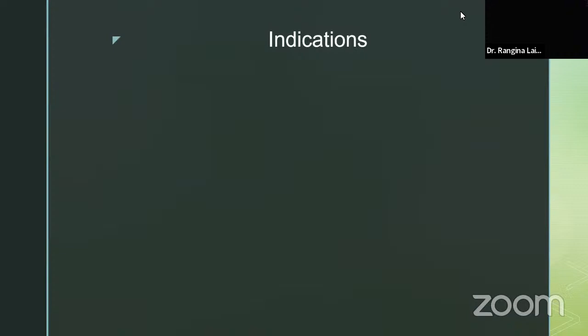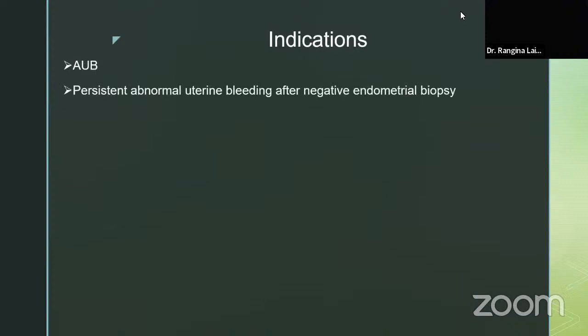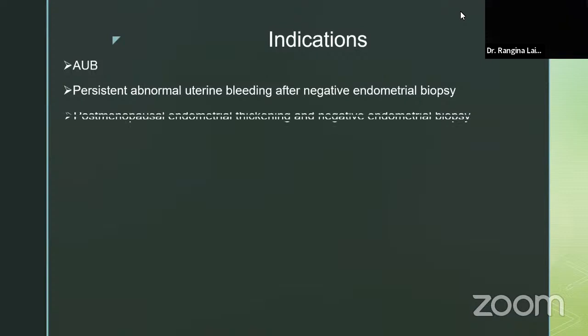So if we talk about AUB, it is not only about the endometrial biopsy. Even in AUB, if we detect a small submucosal fibroid or polyp, we can use a resectoscope and remove the polyp. We can even do a hysteroscopic myomectomy. For persistent abnormal uterine bleeding with a negative endometrial biopsy, of course, we can do a hysteroscopic guided endometrial ablation.